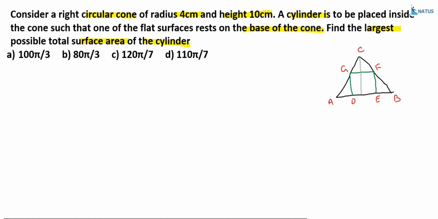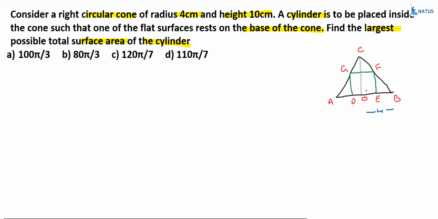And next, what is the radius of the cone? That is equal to 4. Let us take this length and consider this as O. What is OB? OB is equal to 4.